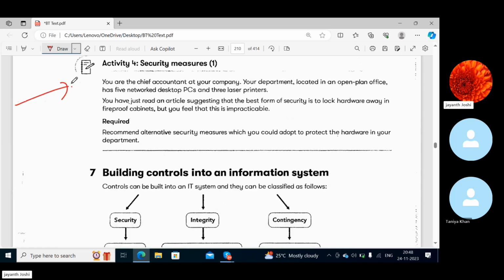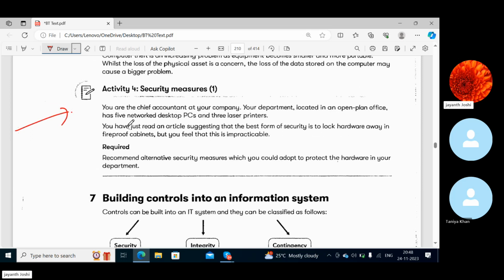This activity, you can read it. They're asking you, you are the chief accountant at your company. Your department, located in an open plan office, has 5 network desktop PCs and 3 laser printers. You have just read an article suggesting that the best form of security is to lock hardware away in fireproof cabinets, but you feel this is impracticable. So now you want to secure and save your computers, right? They are asking you to recommend some alternative security measures which you could adopt to protect the hardware in your department. So this is what you have to answer.